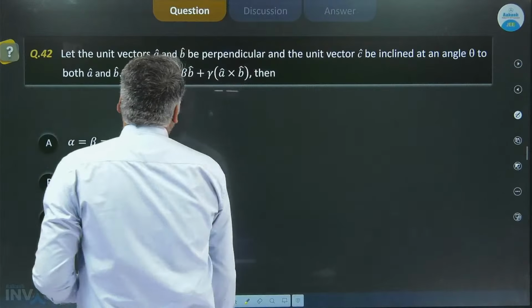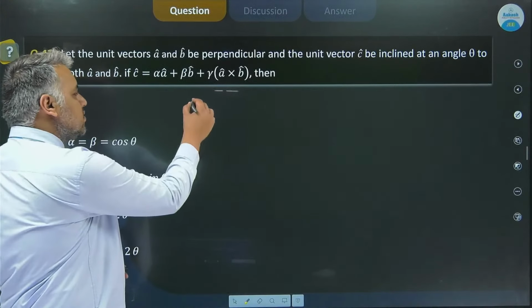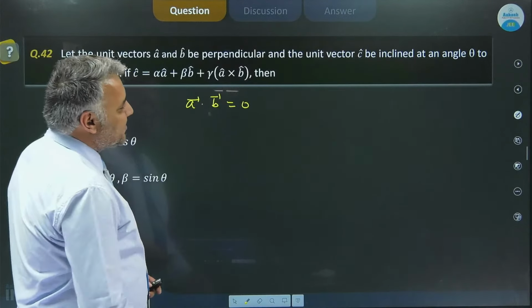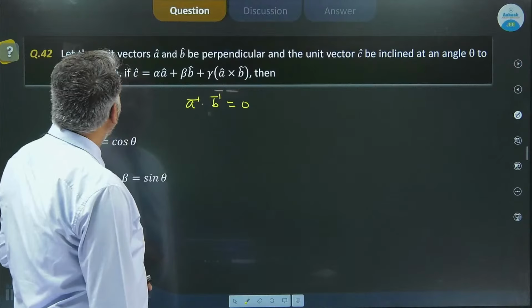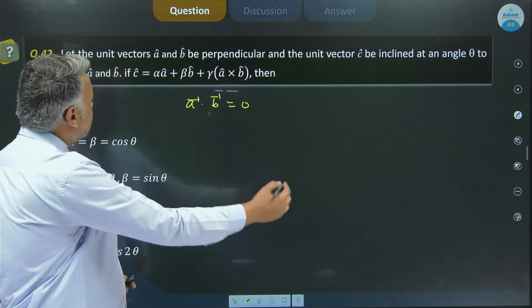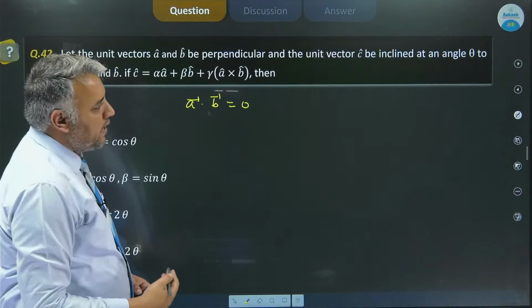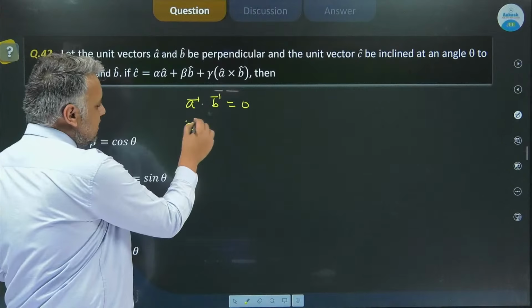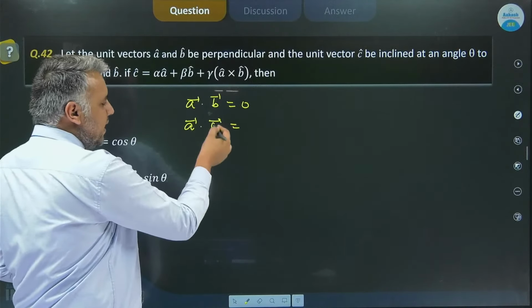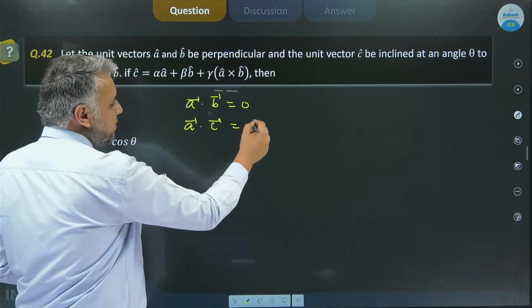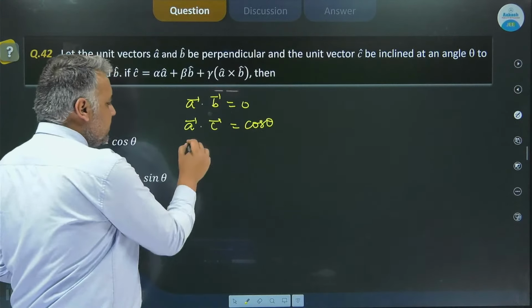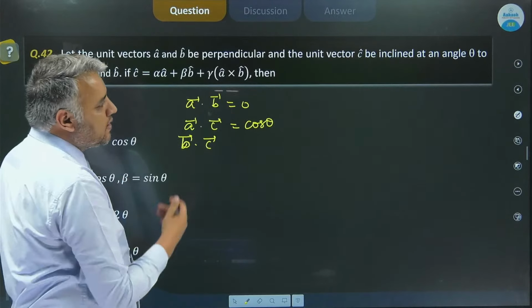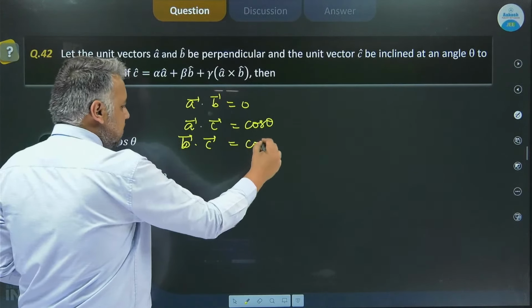Let the unit vectors A and B be perpendicular. A and B are perpendicular, so obviously we can say A dot B is 0. And they are unit vectors. And C is a unit vector which is inclined at angle theta with both A and B. So that means we can say that A dot C will be magnitude of C, both are unit vectors, into cos of angle between them. So cos of theta. Similarly, you can say that B dot C, because C is also inclined at an angle theta with B, will also be cos theta.